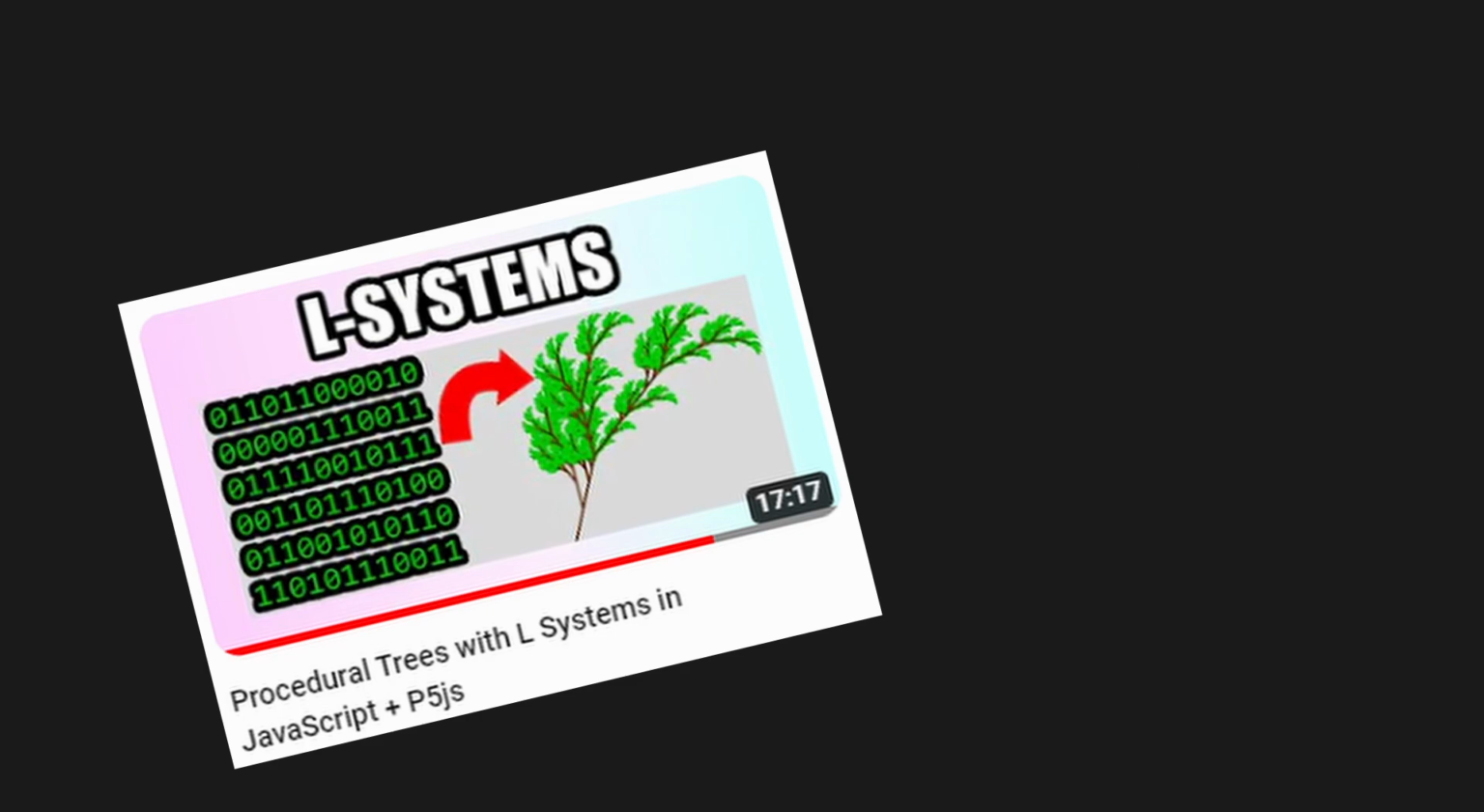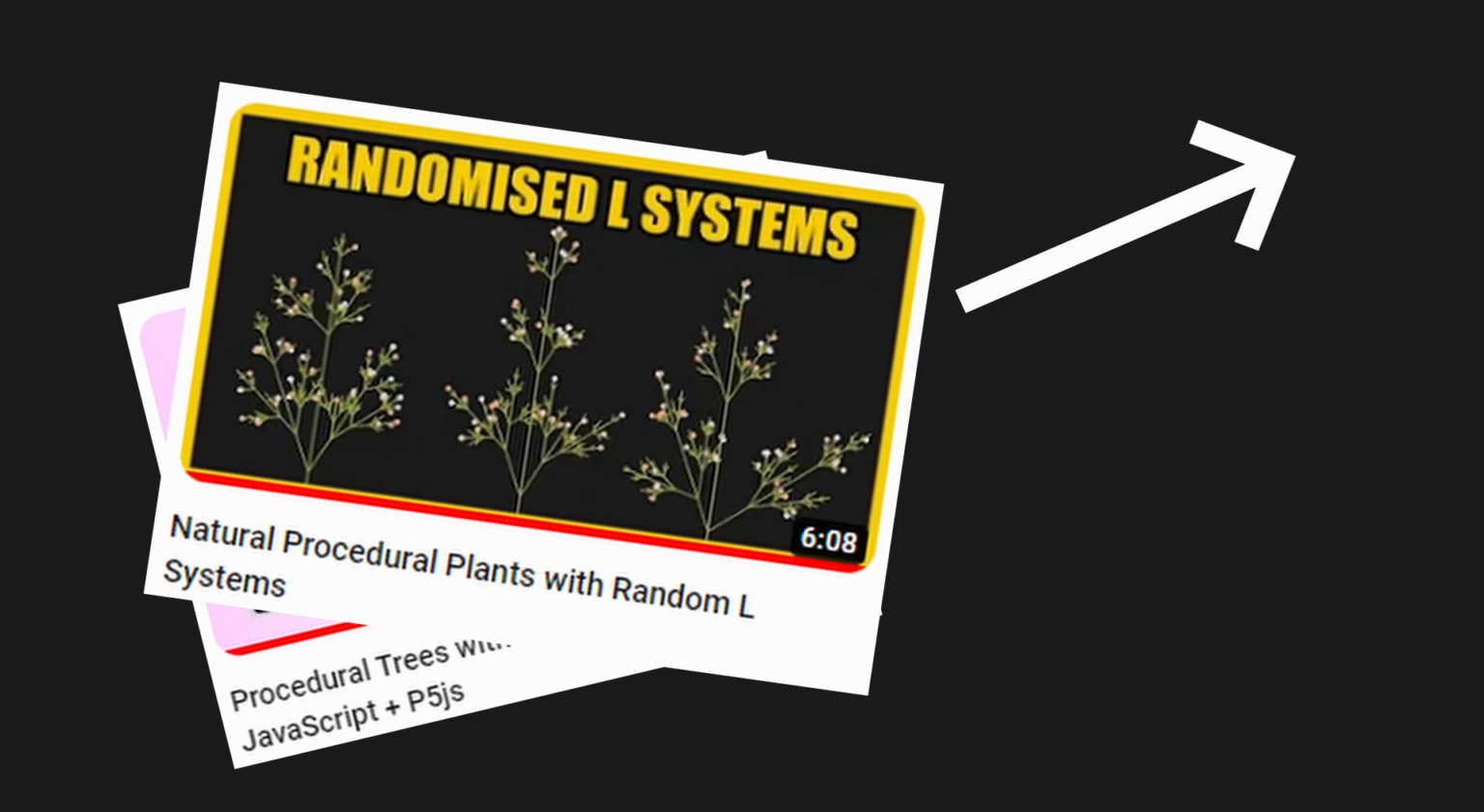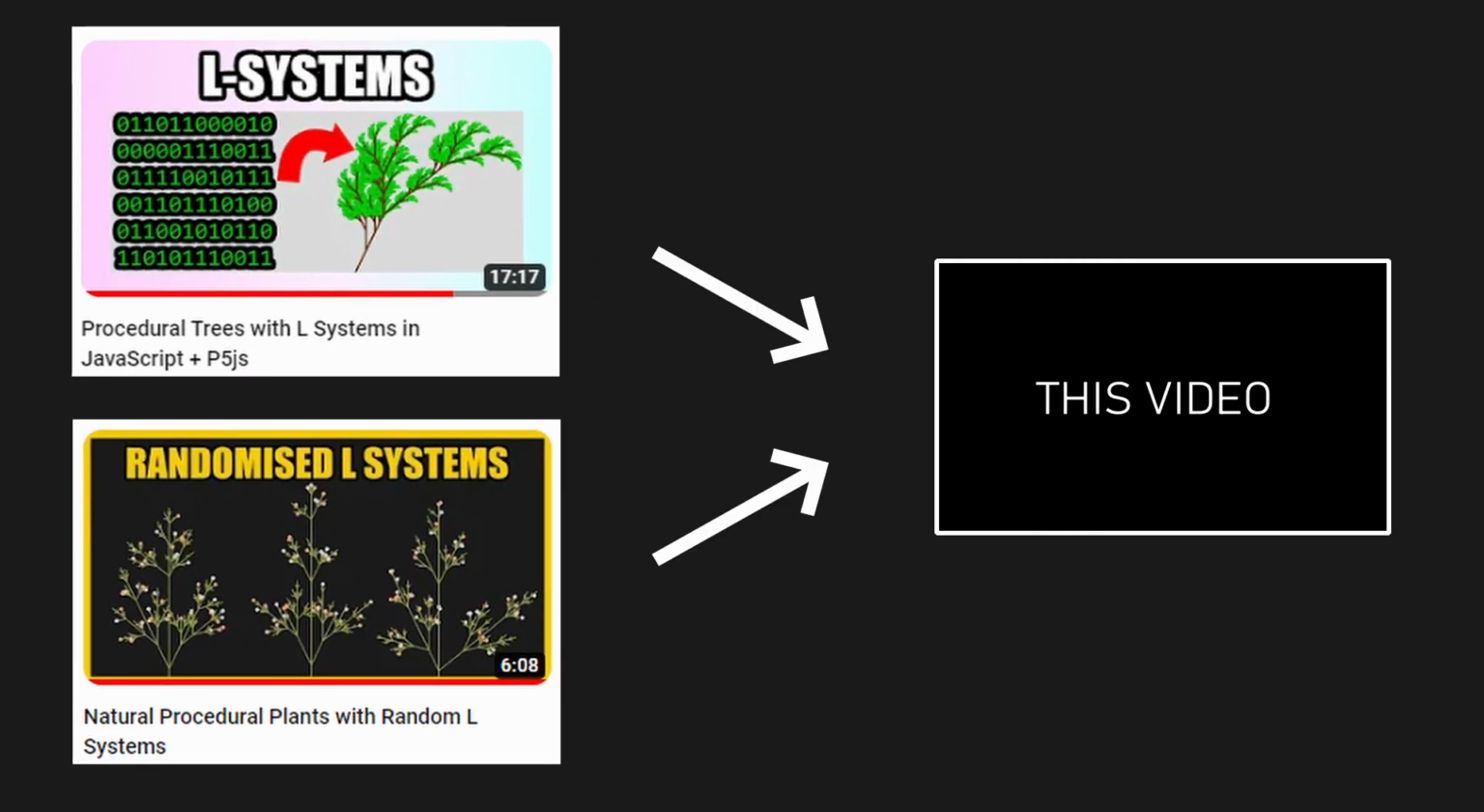If you've never heard of an L system before, then I highly recommend you check out my first video on the subject, which talks all about an L system and how to use it to make a plant in p5.js. And then I followed that up with another video on how to randomize these plants to get more natural and organic shapes from them. And in this video, we're going to be building on those previous videos. So if you haven't watched them, I highly recommend you check them out and then come back when you're up to speed.